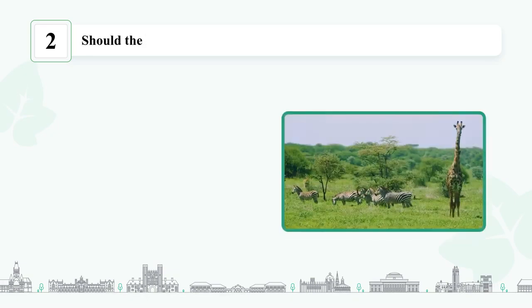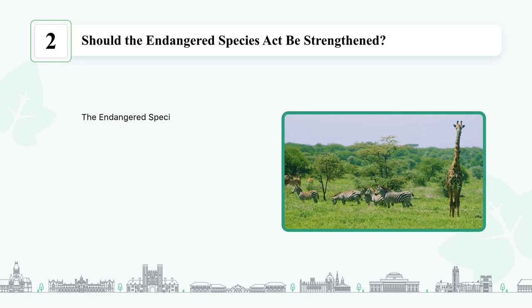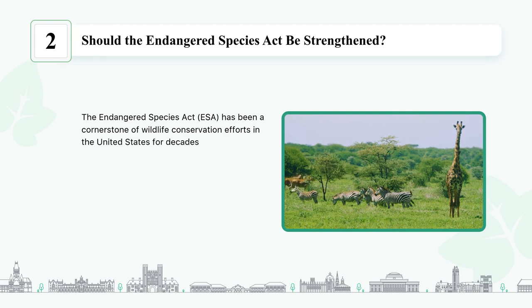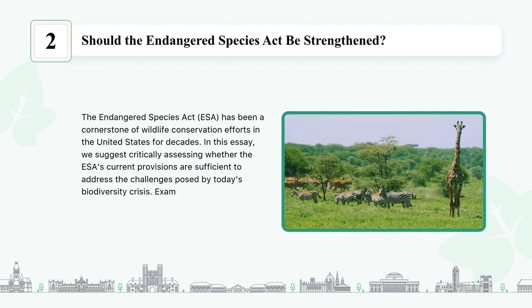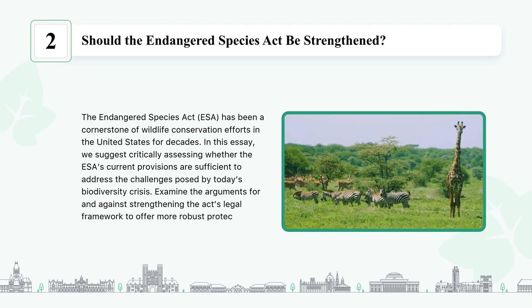Should the Endangered Species Act be strengthened? The Endangered Species Act, ESA, has been a cornerstone of wildlife conservation efforts in the United States for decades. In this essay, we suggest critically assessing whether the ESA's current provisions are sufficient to address the challenges posed by today's biodiversity crisis. Examine the arguments for and against strengthening the Act's legal framework to offer more robust protection to endangered species.